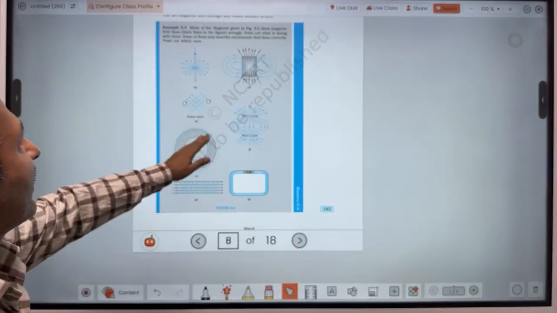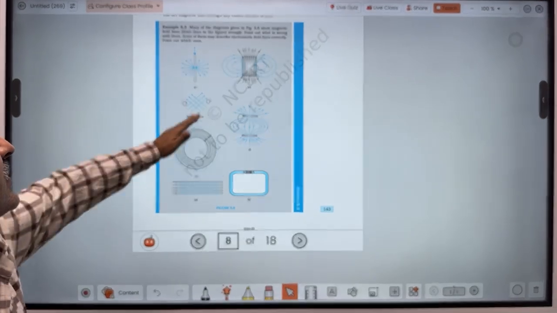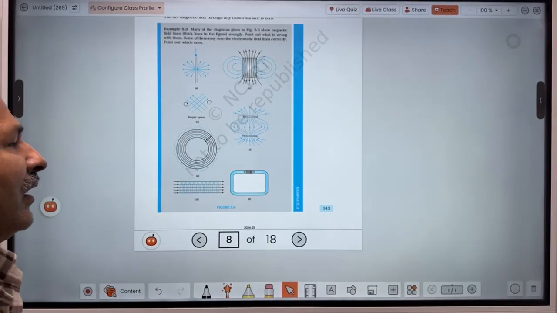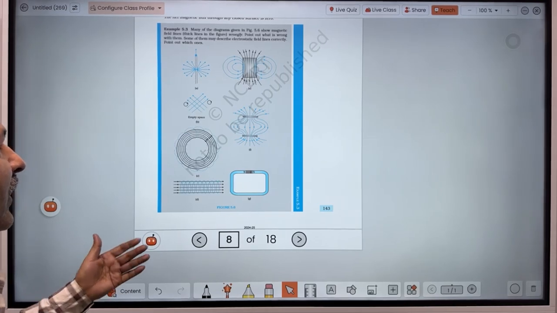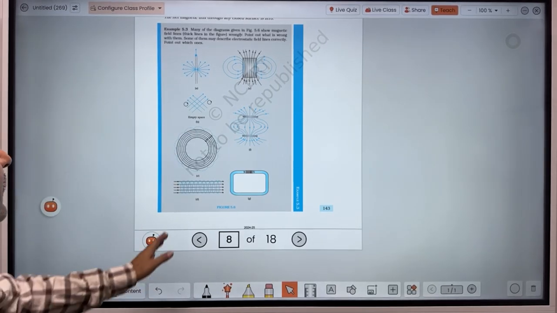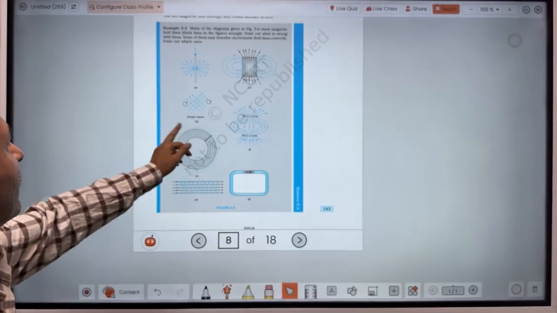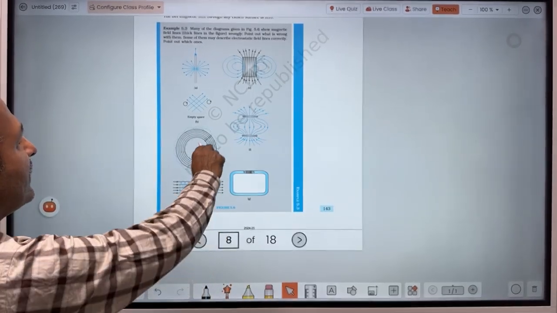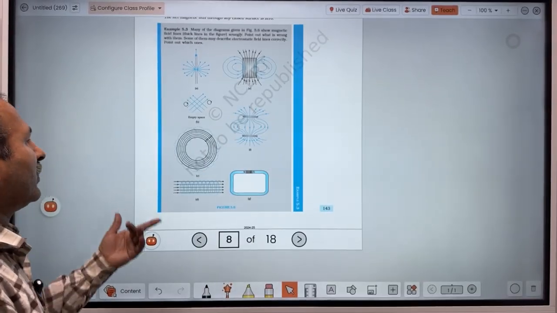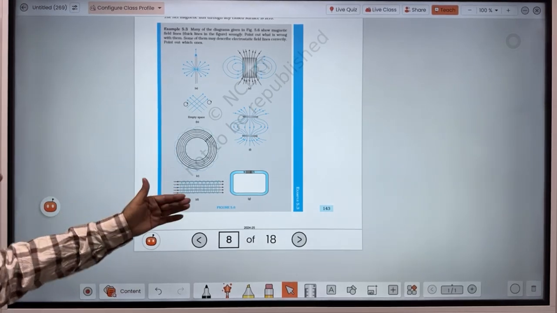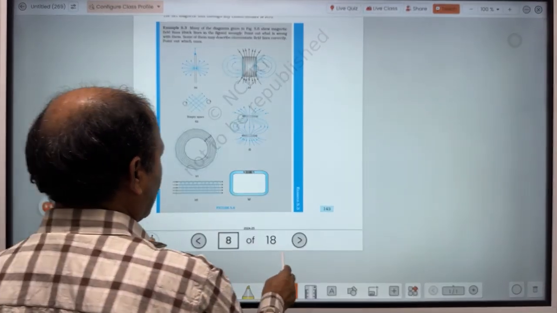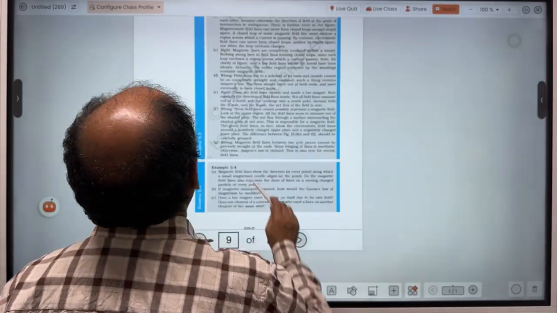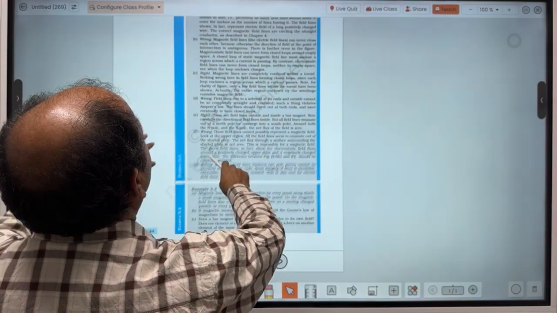In this case, what is happening? There is empty space, these lines are intersecting, and you know that be it electric field lines or magnetic field lines, they never intersect. Then suppose we go to this, we see this is a toroid. All field lines are inside only. Of course, in case of a toroid, field lines remain confined within the toroid. So we can see the answer also here.